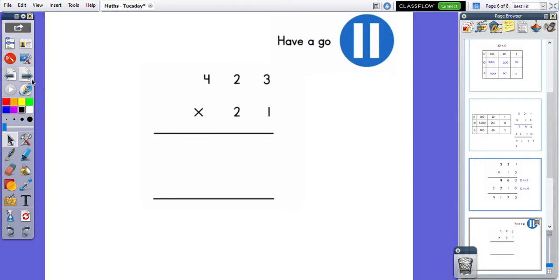Okay, so I want you to pause the video and I want you to have a go at this, please. 423 multiplied by 21, and then we will go through the answer.